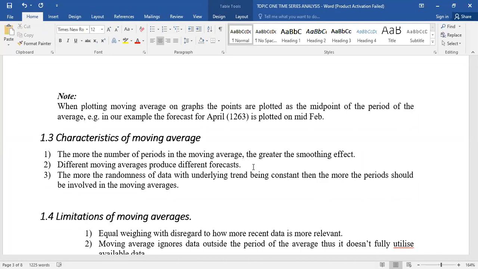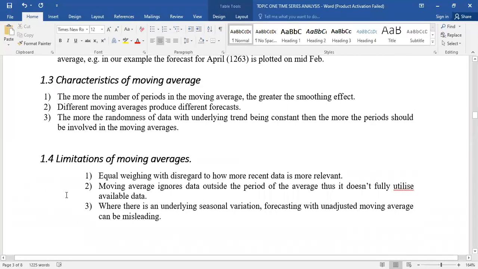And as a financial analyst, I wouldn't advise that we use this method of forecasting because it has a lot of deficits. These are the limitations. Limitation number one is equal weighting, with disregard to how more recent data is more relevant. A finance student should know that however much we are trying to get the averages, the most recent data is the one the manager will use to make a decision.